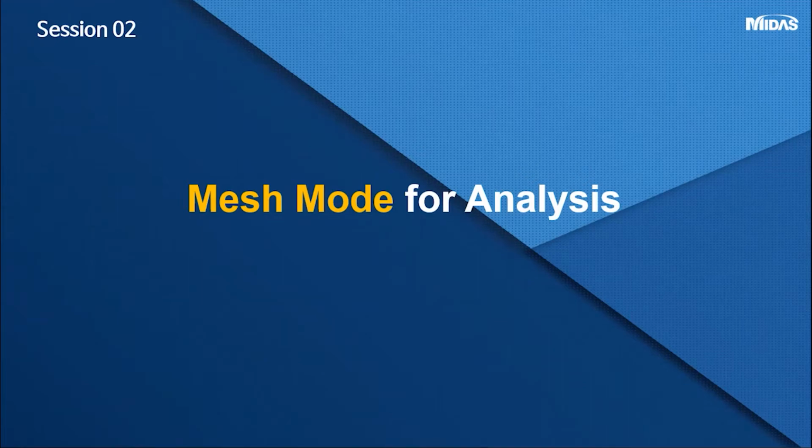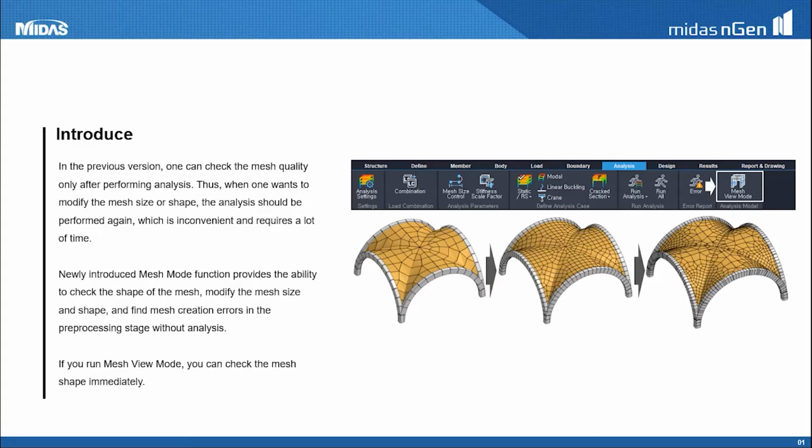Next is the mesh mode for analysis. In the previous version, one can check the mesh quality only after performing analysis. Thus, every time the user wants to check the mesh quality, the analysis should be performed again, which is inconvenient and time-consuming. The newly introduced mesh mode provides the ability to check and modify the mesh size and shape. Besides, mesh creation errors in the pre-processing stage can be detected without analysis.